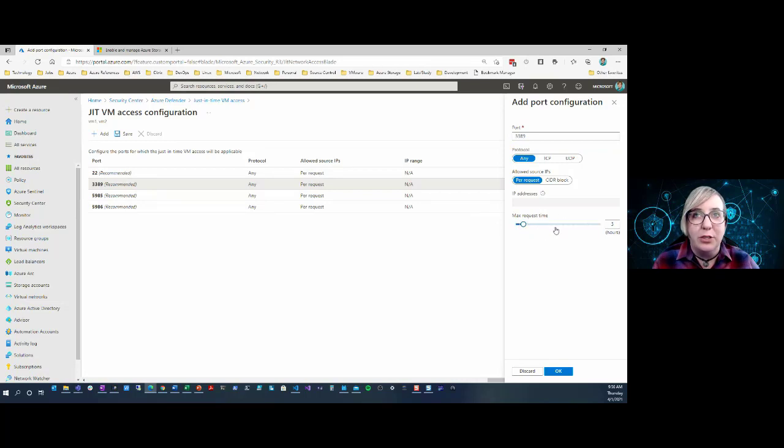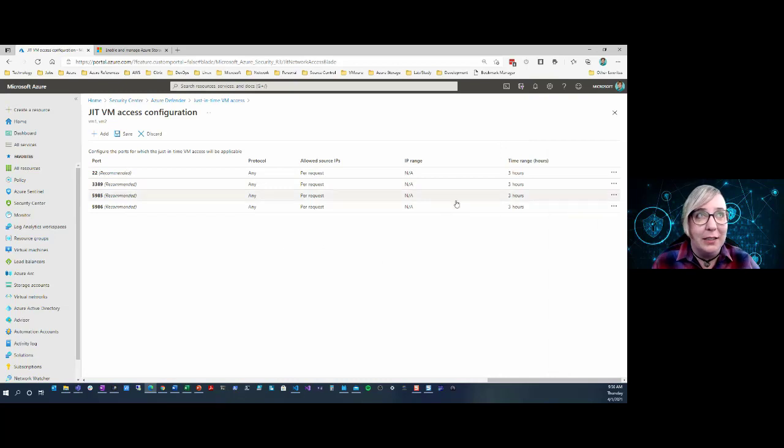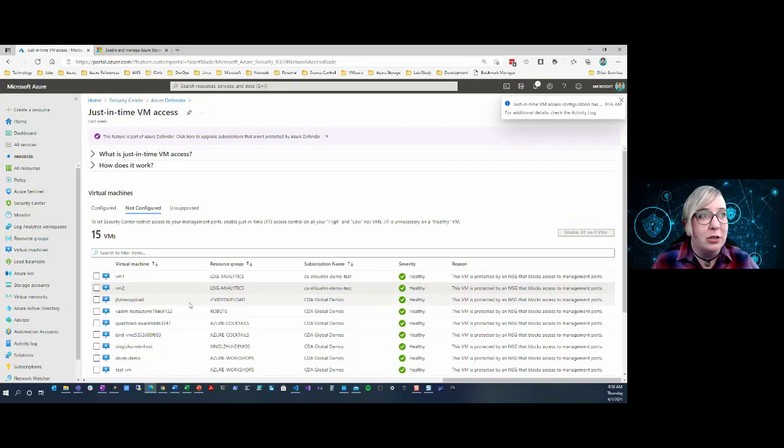What's interesting is I think it was always 3 hours, but I feel like this has been a newer thing. I could be wrong though, too. Things do change pretty quickly and I'm not always in here every single day, unfortunately, but I just enabled it for those VMs and hit save. So that's been changed for those two VMs.